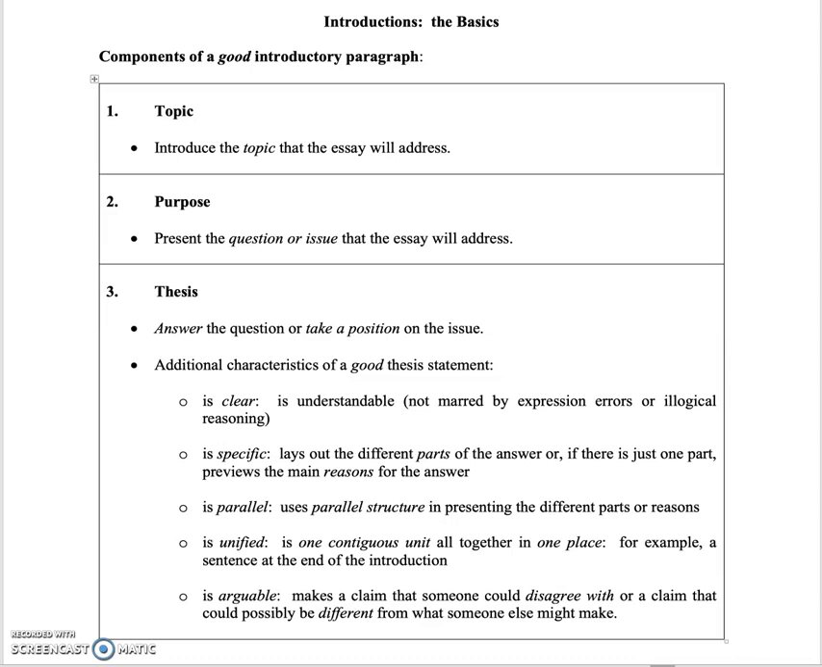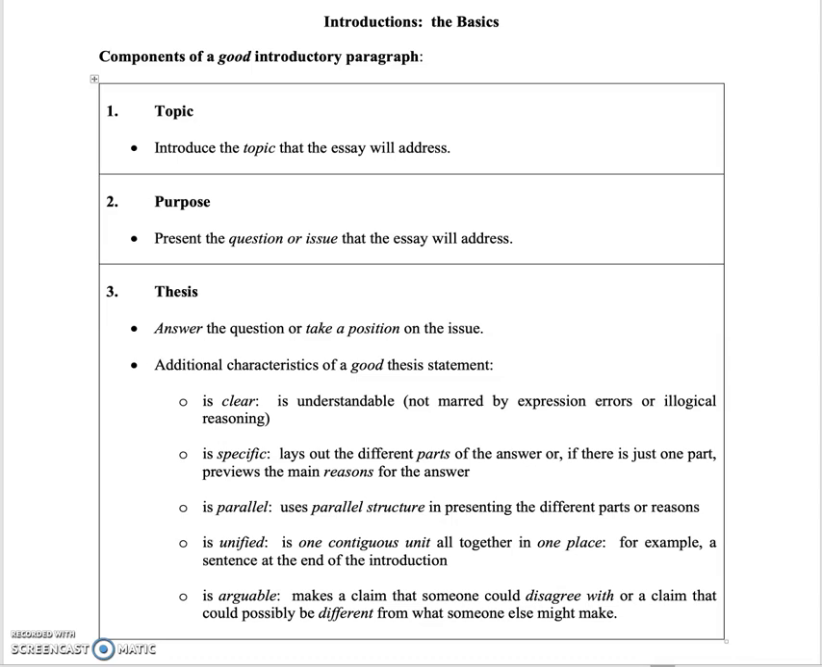So we're going to take a look at what each of those three parts is and talk a little bit about how to write them, although when we get to the specific types of essays, we'll have more specific suggestions on how to do each of those parts depending on the type of essay we're doing. The three parts are topic, purpose, and thesis. They should appear in that order in the intro paragraph, and they should be in really discrete, or separate, sections of the intro paragraph.